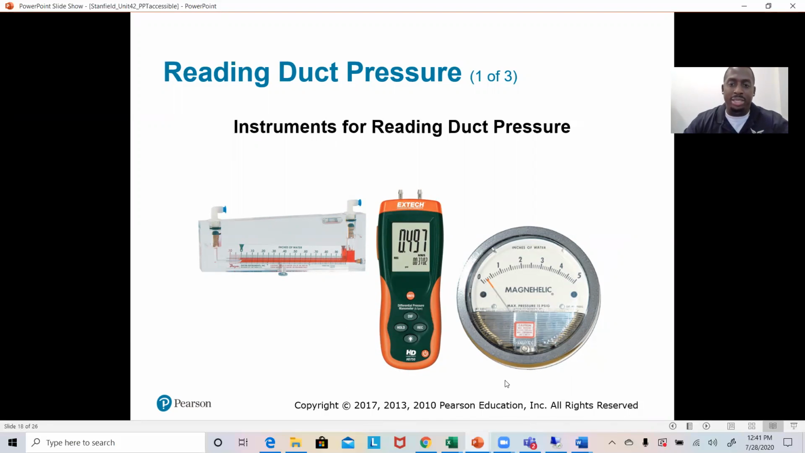This is a Magnehelic gauge. This is also a manometer. It's not called a Magnehelic, that's the brand name, but everybody just calls it a Magnehelic, but it's a manometer as well. The problem with these is that this needle never stops moving. When that air is flowing in there, that needle tends to bounce around, and then you have to pick an average. You got to watch it go between 1 and 3, 1 and 3, and be like, okay, 2 is the average, or whatever.